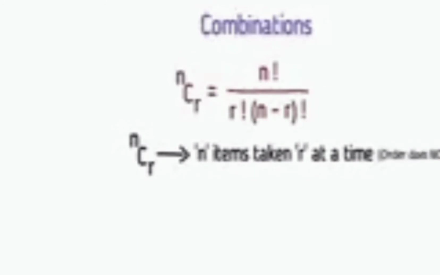matter. Now, let me ask you one question. Can you tell me the value of 2C0? Yes, we can use this formula. We get it as 2 factorial over 0 factorial multiplied by 2 factorial. We know that 0 factorial is 1, so we get this value as 1.